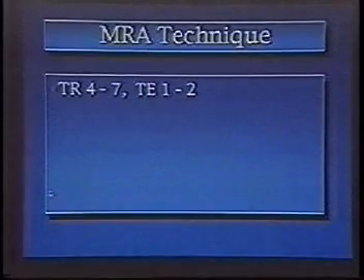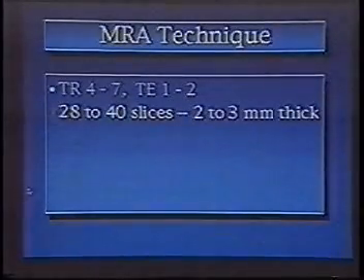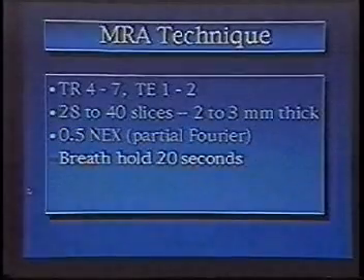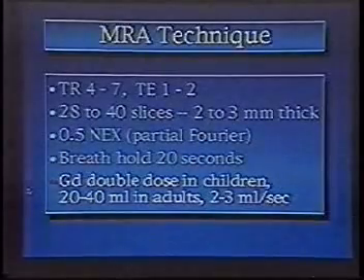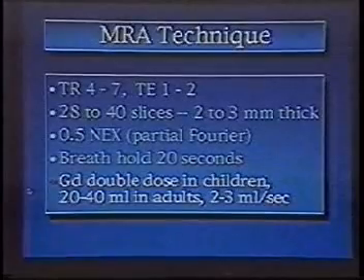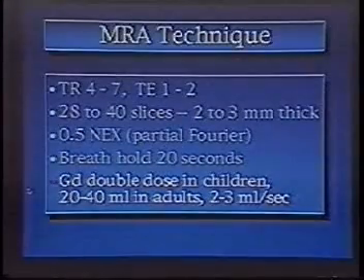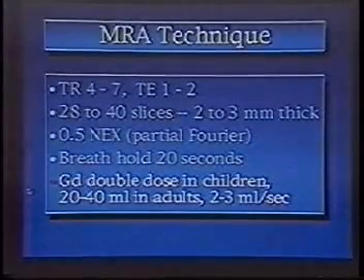So what do we do for our MRA? We use as low a TR and TE as we can get, 28 to 40 slices, 0.5 NEX, and breath hold is usually about 20 seconds, and double dose gadolinium in children. It usually turns out to be approximately 15 to 20 cc's of gadolinium, depending on the age, on the weight of the child. In adults, we'll use usually 20 to 40 milliliters.